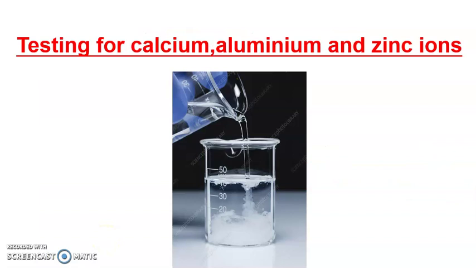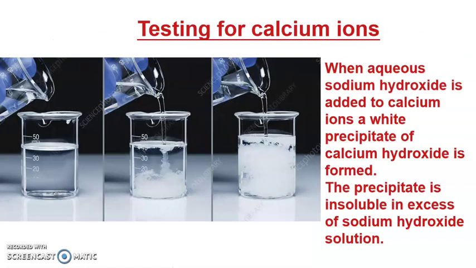Some ions produce white precipitate. Calcium, aluminium and zinc ions form white precipitate with sodium hydroxide solution. Testing for calcium ions. When aqueous sodium hydroxide is added to calcium ions, a white precipitate of calcium hydroxide is formed. The precipitate is insoluble in excess sodium hydroxide solution.